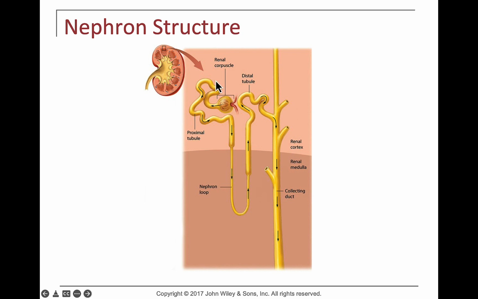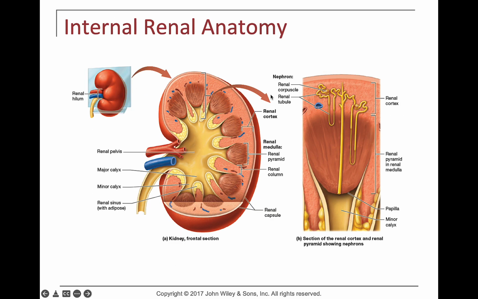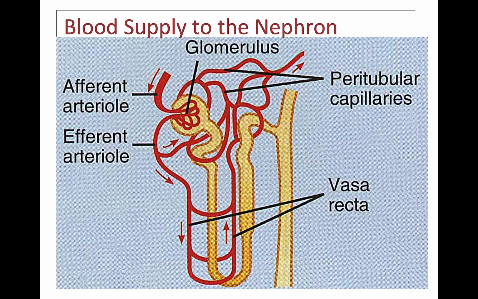Coming away from the renal corpuscle is something known as the proximal tubule. The proximal tubule gives rise to this loop that dips down into the pyramid, into the medulla, known as the nephron loop. So you've got the descending limb of the nephron loop, and then the ascending limb of the nephron loop. Then the distal tubule. The distal tubule goes into a collecting duct, which is this long structure. And as we saw in this prior figure, more than one nephron may go to a collecting duct.